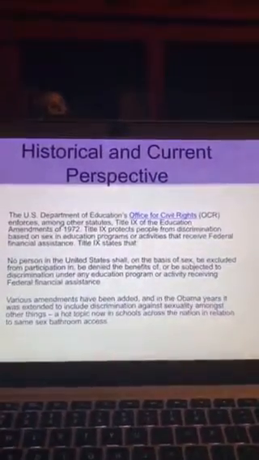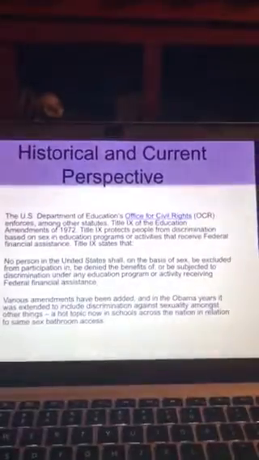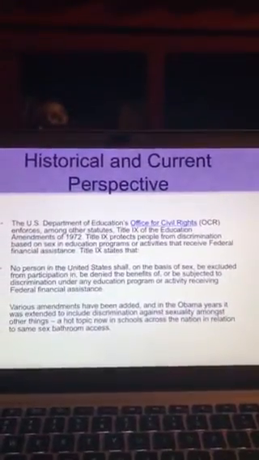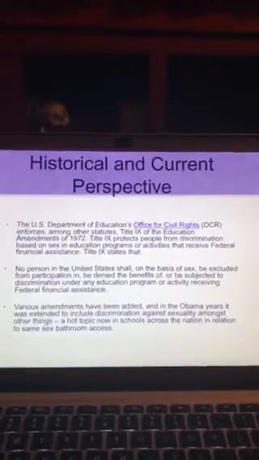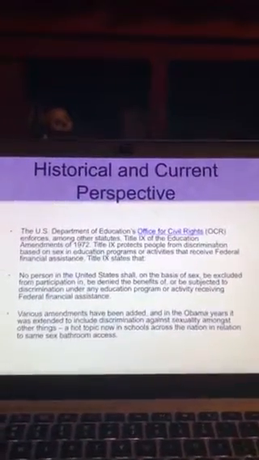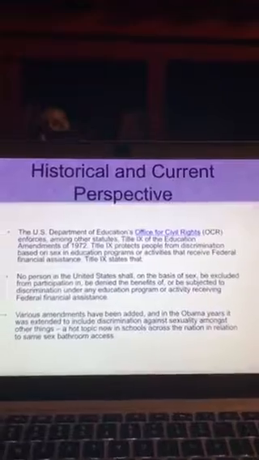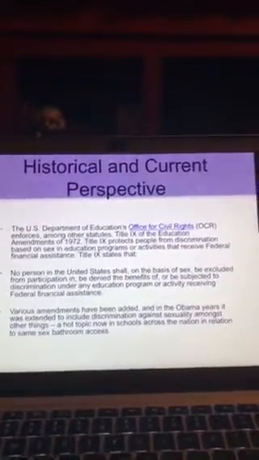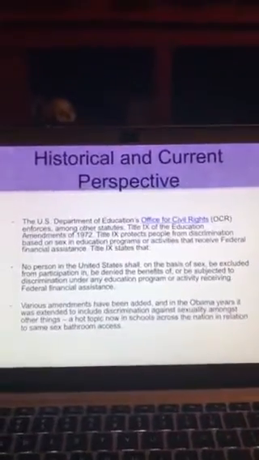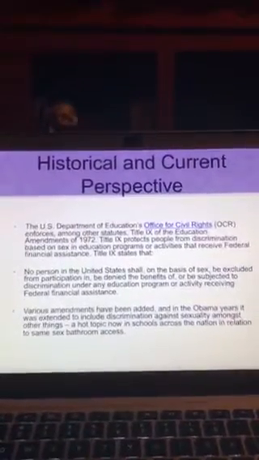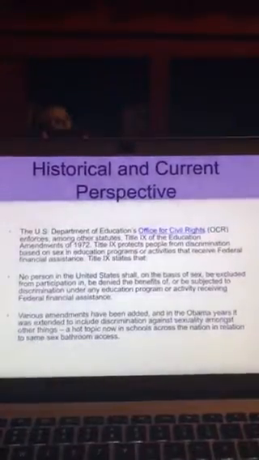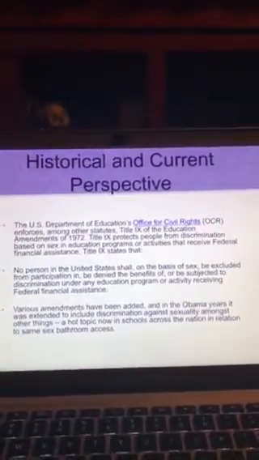Various amendments have been added, and in the Obama years it was extended to include discrimination against sexuality, amongst other things. A hot topic right now in schools across the nation is same-sex bathroom access. So over the years it has evolved, particularly in the Bush years, but also in the Obama years, and now it's, as I said, a pretty hot topic with Ms. DeVos and Mr. Trump in regards to access to same-sex bathrooms.